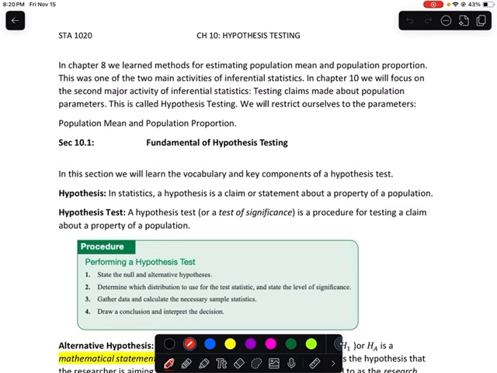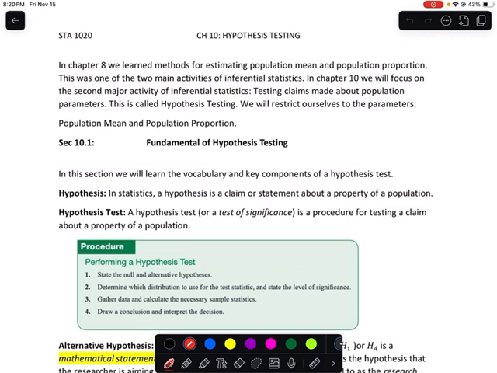So now we are going to start chapter 10. We will focus on the second major activity of inferential statistics, which is testing claims made about population parameters. So this is called hypothesis testing. Now we will restrict ourselves to the two parameters, which are the population mean and the population proportion.